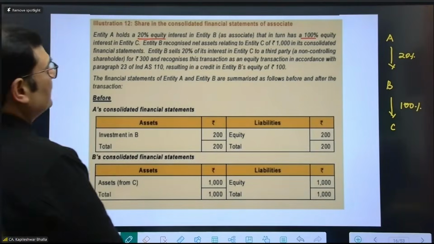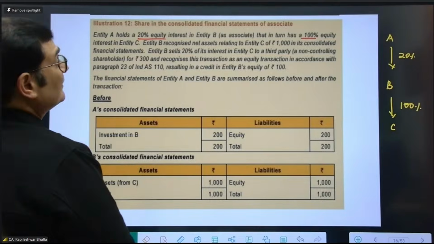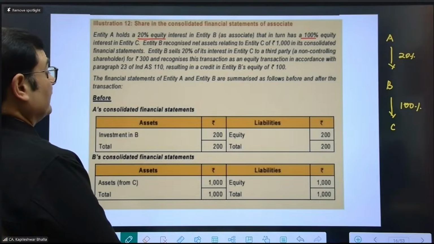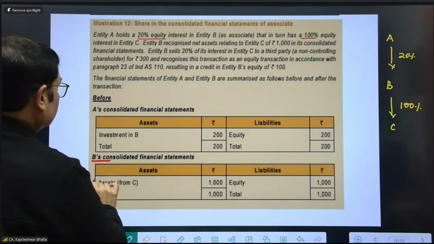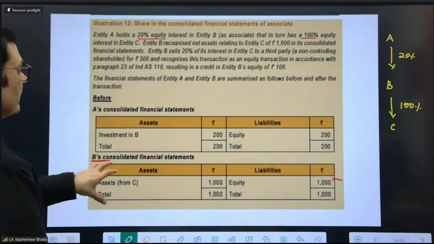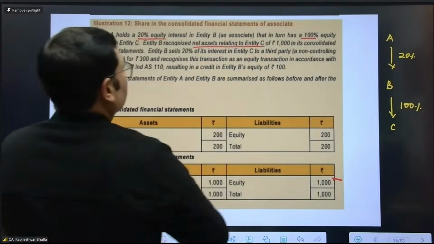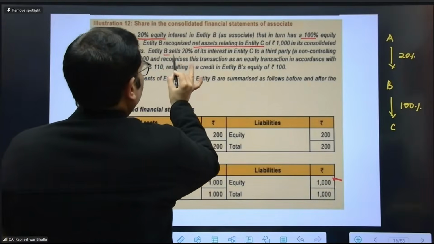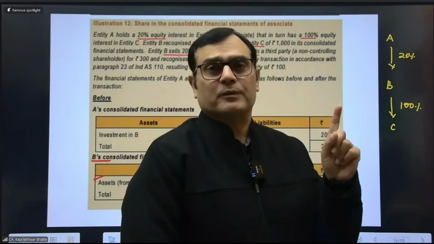Now let's further see. It says entity B recognized the net assets relating to entity C, 1000. So B has recognized the net assets of 1000 in the consolidated financial statements. We can see in B's consolidated financials, it has taken the assets of C and there is a corresponding equity. That's it. This is the consolidated financials of B. Then it says B sells 20% interest in C to a third party. It takes me back to Ind AS 110.